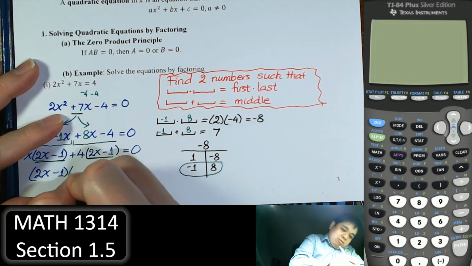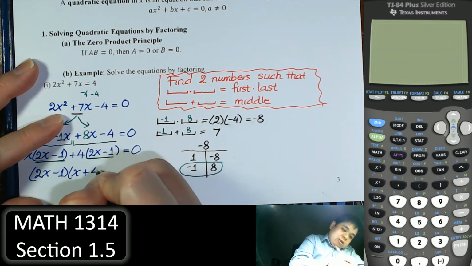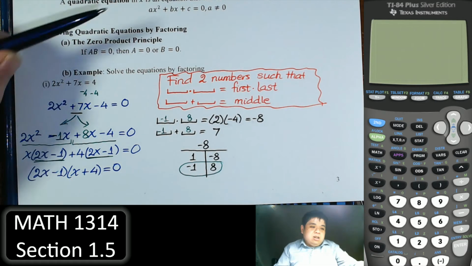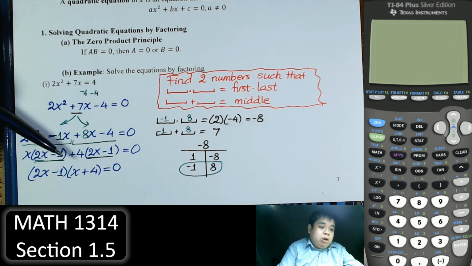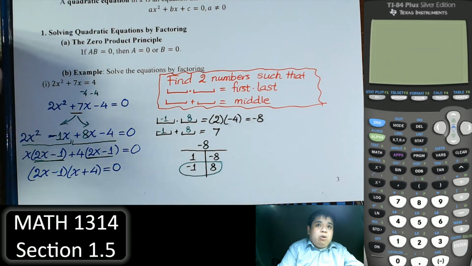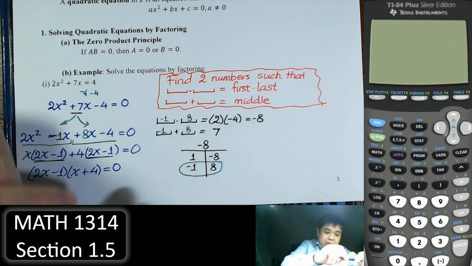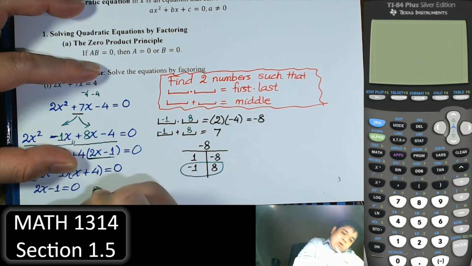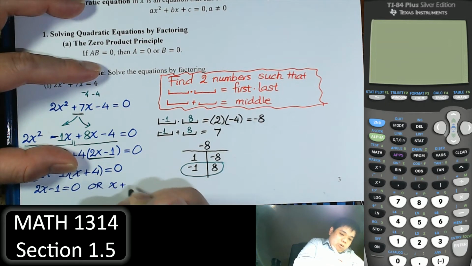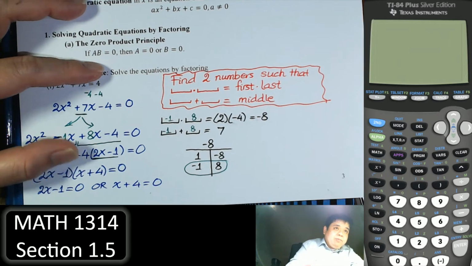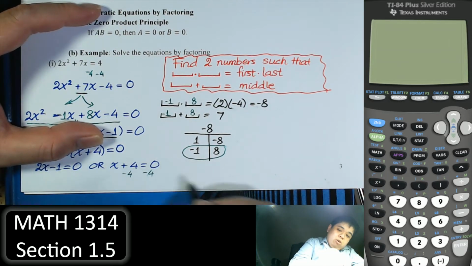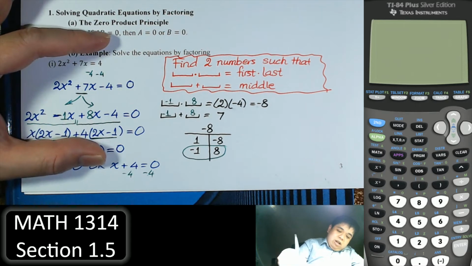So we just have 2x minus 1 times x plus 4 equal to 0. Now we can apply the zero product principle. We have a product equal to 0, so one of them has to be 0. So we say 2x minus 1 equal to 0, or x plus 4 equal to 0. And the rest is simple. Subtract 4 on both sides. We have x equal to negative 4.